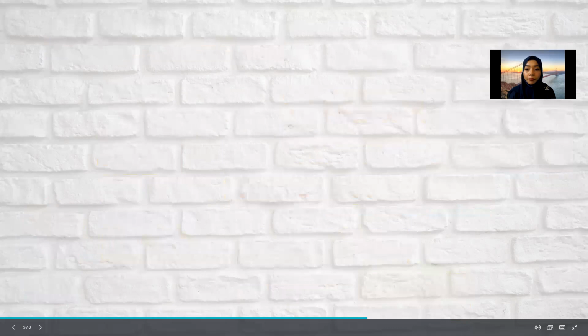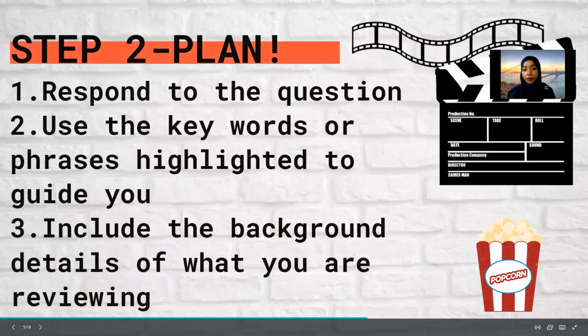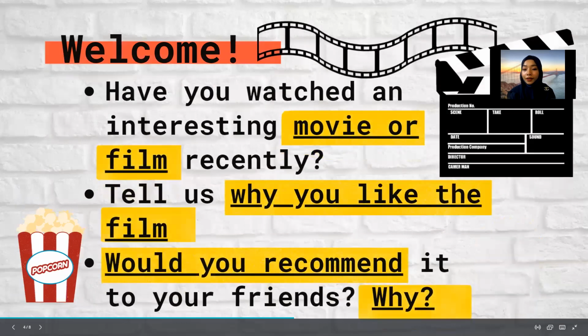The next step is for us to plan our essay. When it comes to planning, we've got a few steps that we would like you to follow. Number one is to respond to the question rather than just blurting out any sentence about the movie. If possible, respond to the keywords that you have highlighted just now. Number two is to use the highlighted keywords or phrases to guide you. Looking at the words or phrases that we have highlighted, you can use them to decide which ideas should be for paragraph number one, which ideas should be for the next paragraph, and so on.